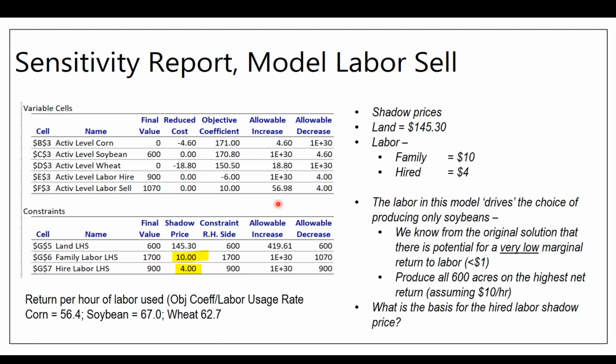Okay, so if we move through the sensitivity report on this new model, we have here the results. These reduced cost values tell us that $4.60 for corn, $18.80 for wheat. If you force me to produce an acre of corn, then $4.60 is how much the objective equation would drop. And for wheat, that's $18.80 per acre. The shadow prices are what we expected, so this one's $10, saying if you give me another hour of family labor, I'm selling that to the market.